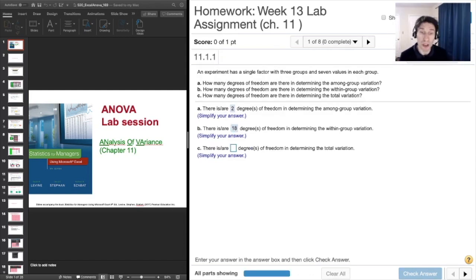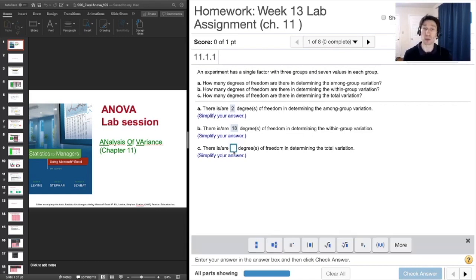Finally, how many degrees of freedom are there in determining total variation? Well, that's n minus 1. I just said n was 21, so 20.